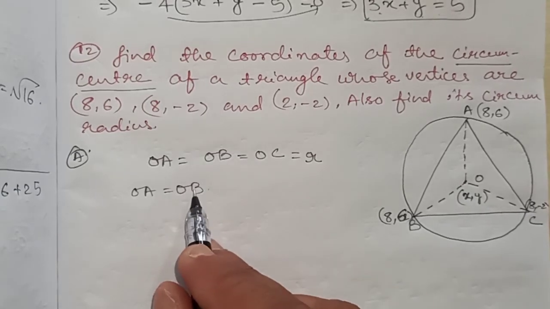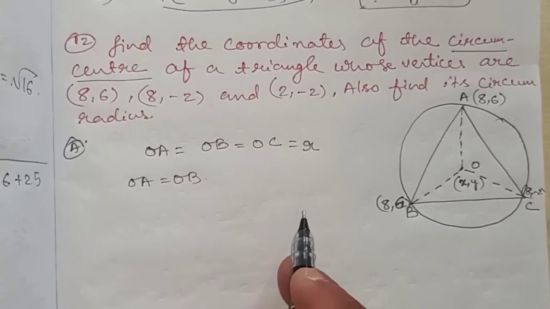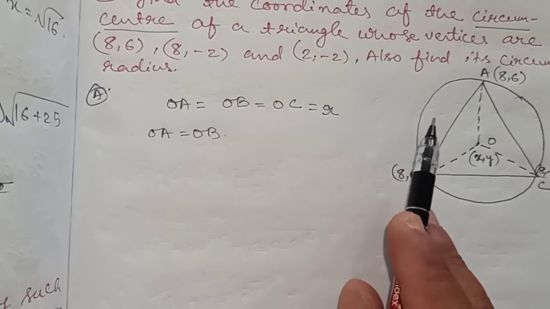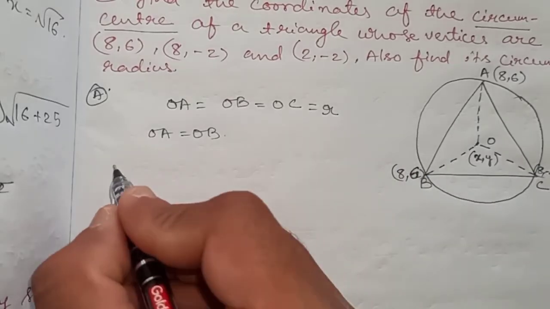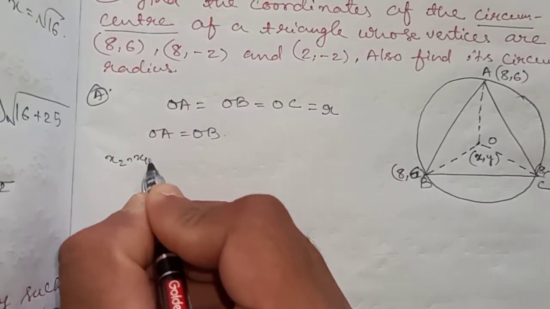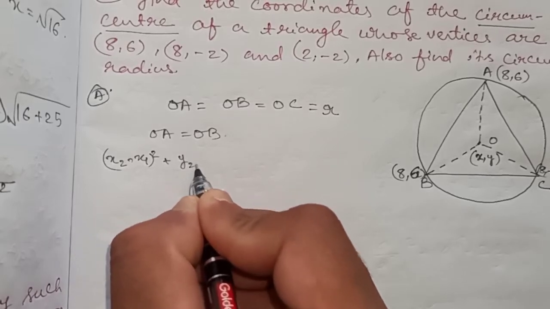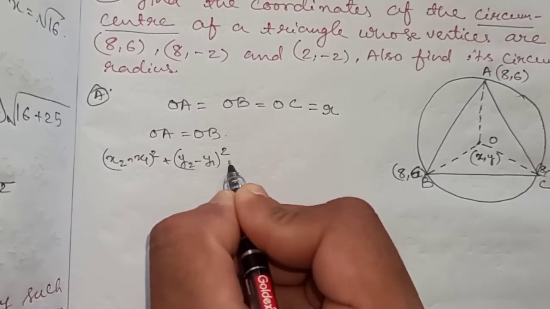If we equalize first, OA equals OB. That means we have to find out the distance of OA and OB first. Okay, so I will use the distance formula: square root of (x2 minus x1) whole square plus (y2 minus y1) whole square.